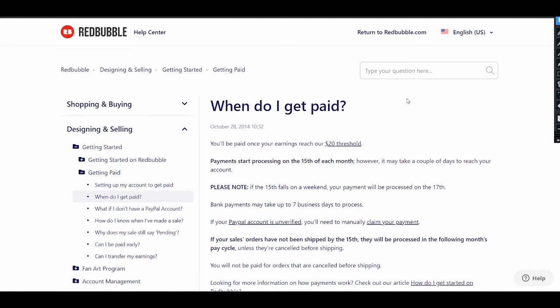Yeah, sometimes there can be some issues with payments, some errors, but from my experience with Redbubble, it happened really rarely. If you have some additional questions about Redbubble payments or about how Redbubble pays you, post them in the comments and I will try to help you with that.